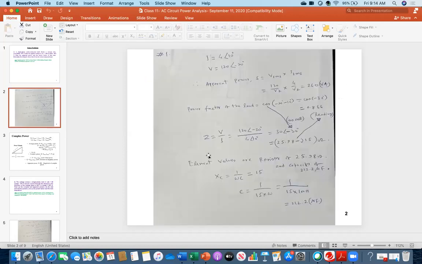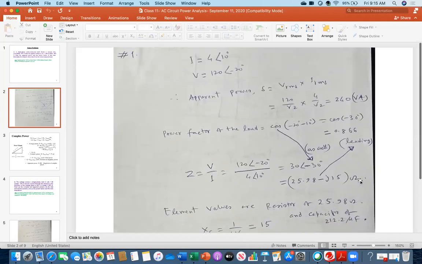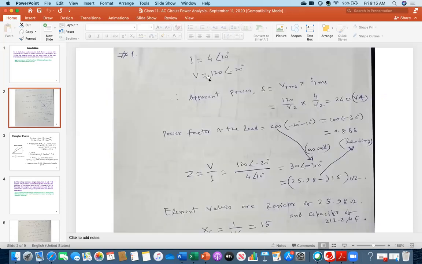So, let me make it bigger. Okay. First of all, everybody see what I have done. I have expressed those two current and voltage quantities in phasor form, magnitude and then phase angle. Look at this expression: iT was 4, so this means 4 at an angle of 10 degrees. Similarly, for vT it will be 120 at an angle of minus 20. That is the very first thing that I did.